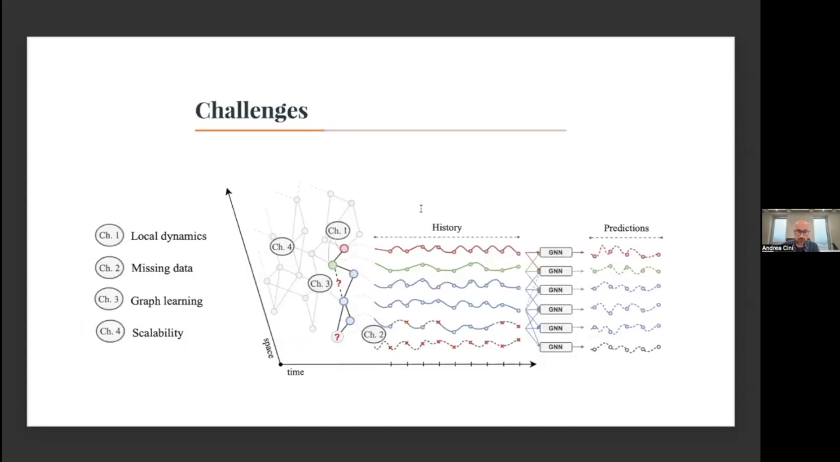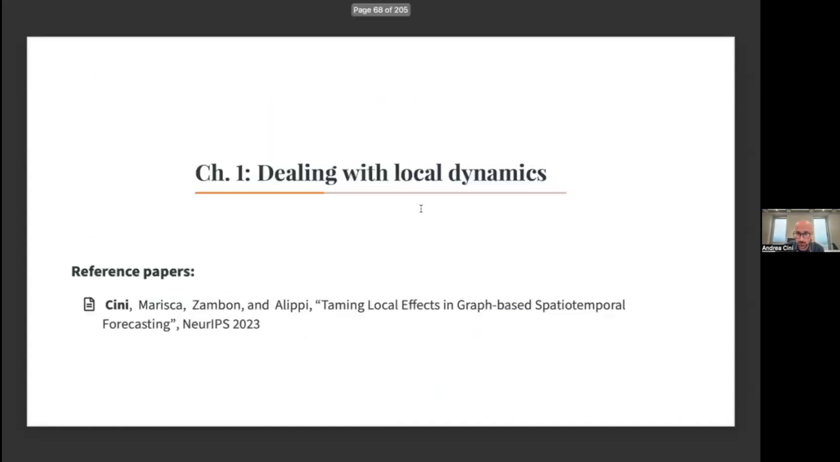Now we can start to talk about the challenges, and we can start from the problem of dealing with local dynamics, and in particular, about this paper that was already discussed in a previous meeting of the reading group. Now I'll try to talk again about this within this framework.